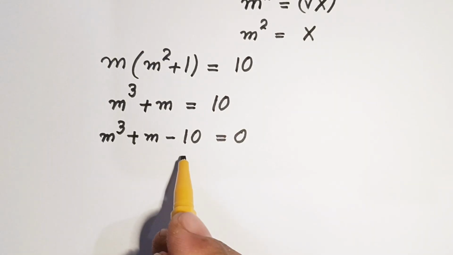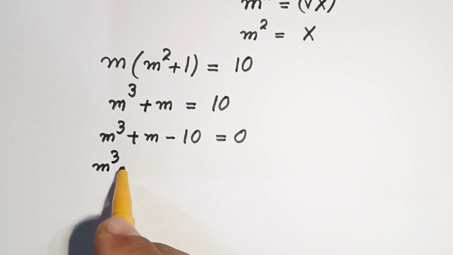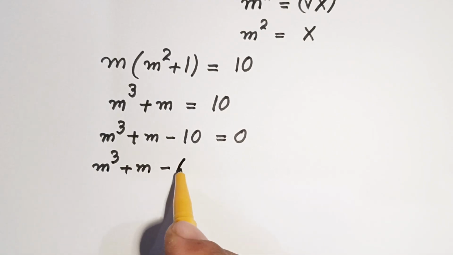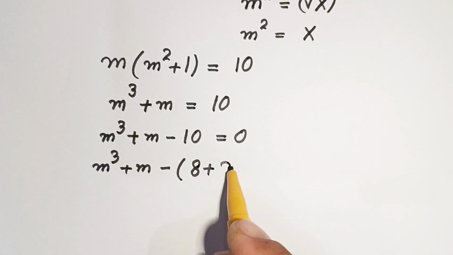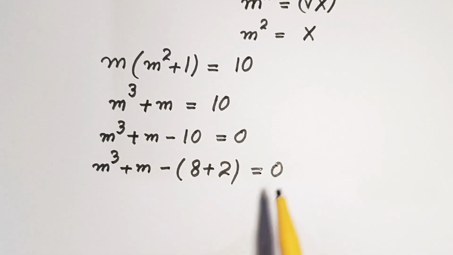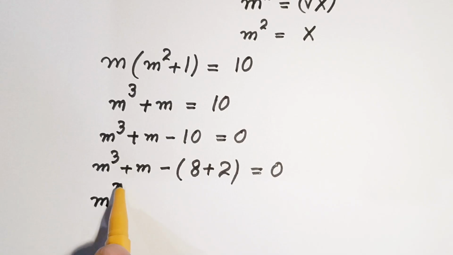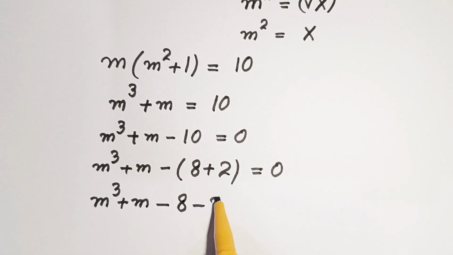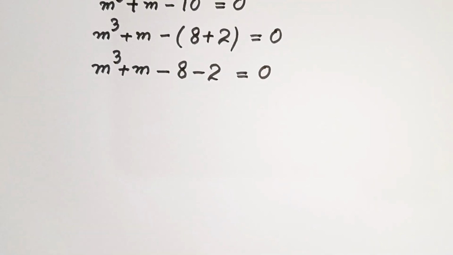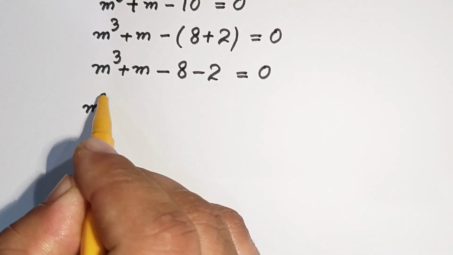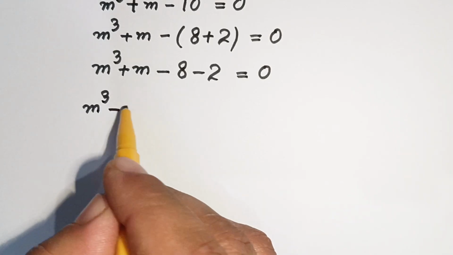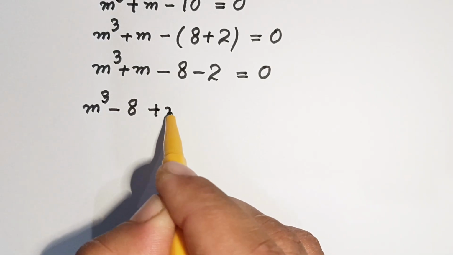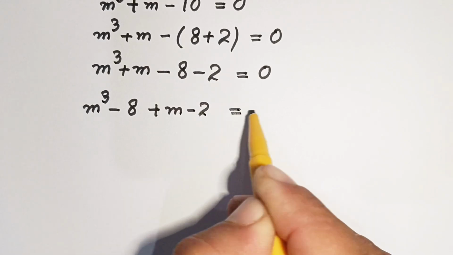Now we can evaluate this 10 in m cubed plus m. This 10 can also be written as 8 plus 2. So here m cubed plus m, multiplying the negative sign into the parentheses, we get minus 8 and minus 2, equal to 0. Now we are going to make pairs. m cubed minus 8 is our first pair, and plus m minus 2 is our second pair.